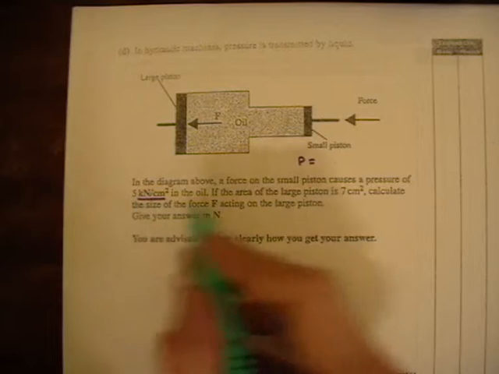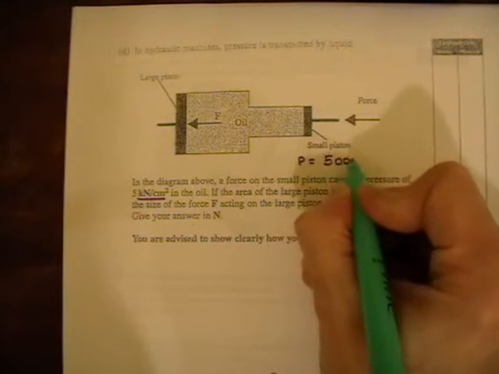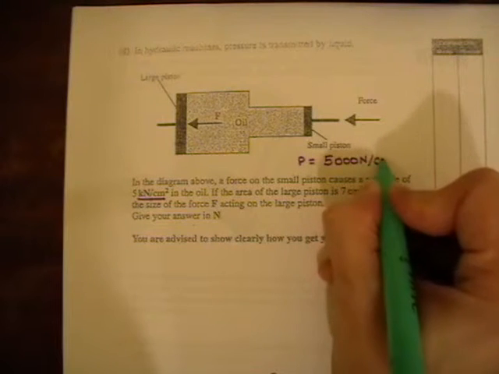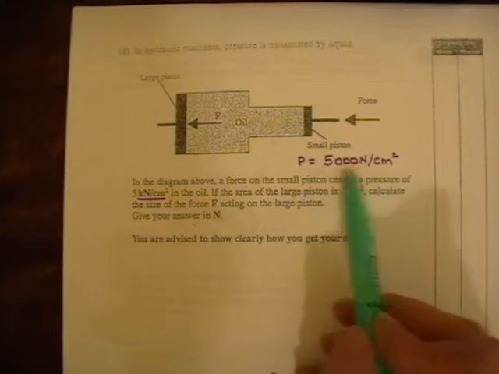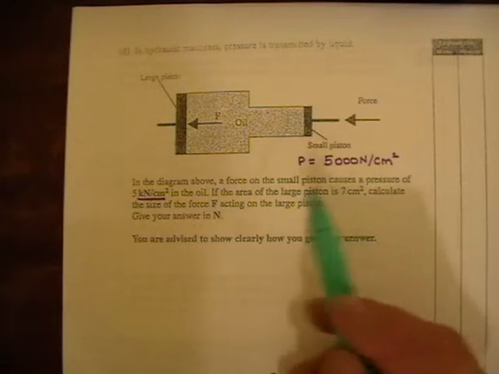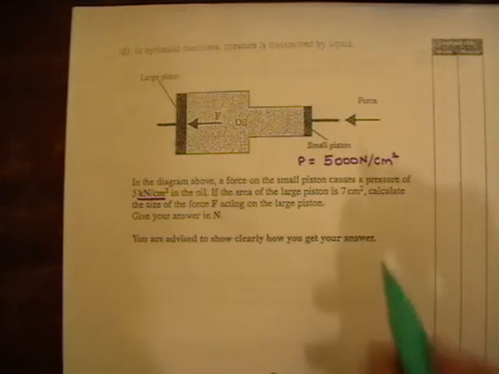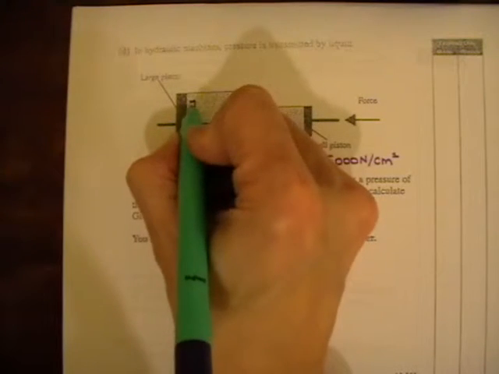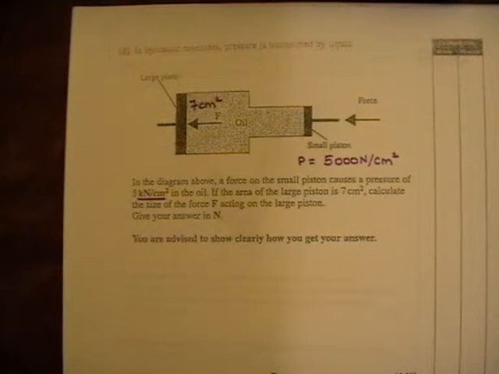So the pressure here is actually 5 kilo, and kilo is 1,000, so 5,000 newtons per centimetre squared. And there's no reason why you couldn't write that onto your exam, just to remind yourself what you have to do here. So it says the area of the large piston is 7 centimetres squared, and I'm just going to write it down here. Calculate the size of the force acting on the large piston.